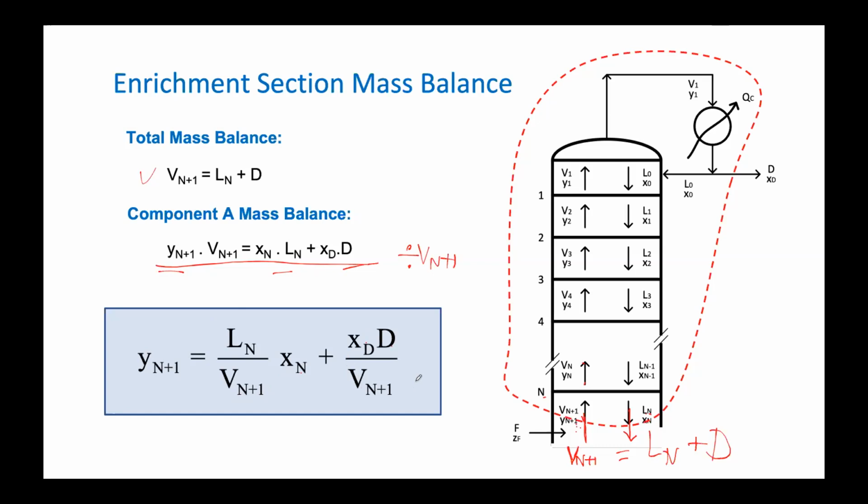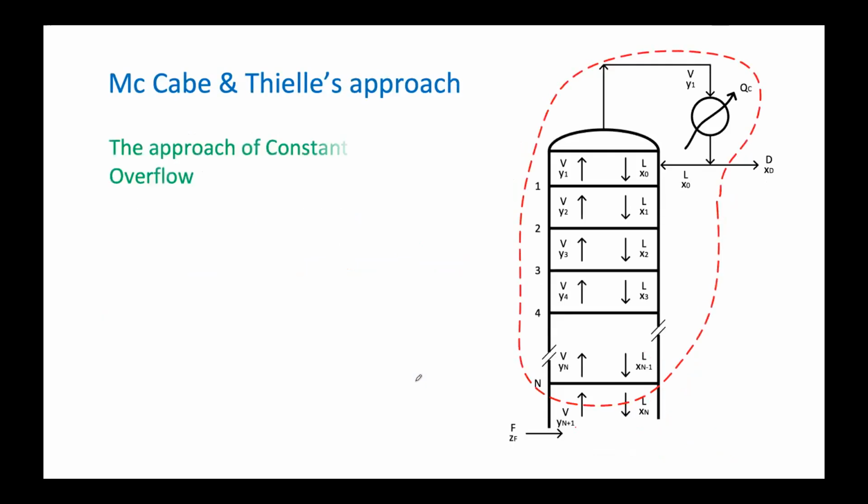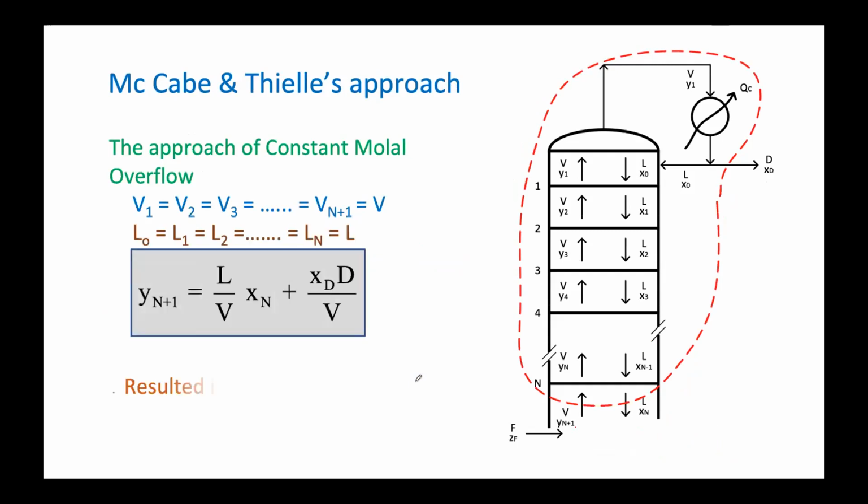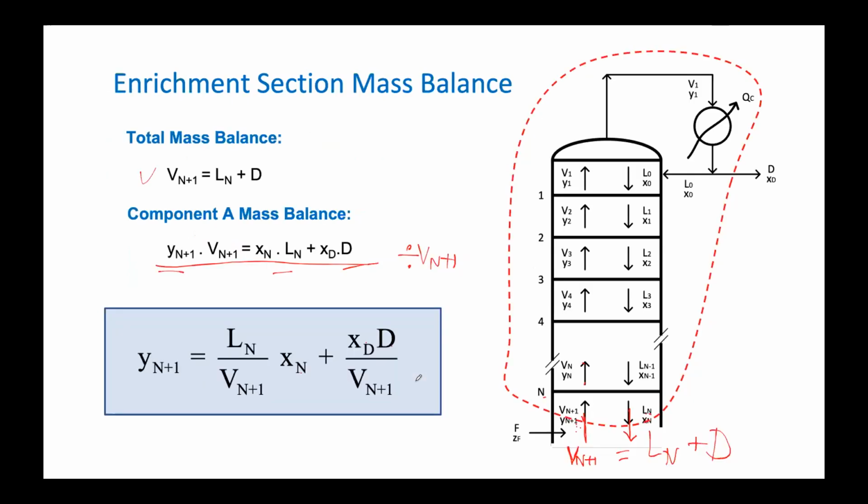Now there is an approach by McCabe and Thiele, which assumes constant molar overflow. Student: I have a question. I did not quite get what D is again. D is the molar flow rate of the distillate, the product that we want. Okay, thank you.